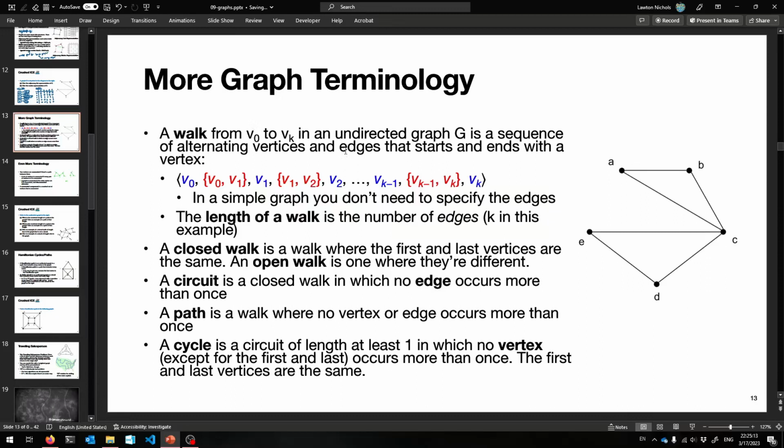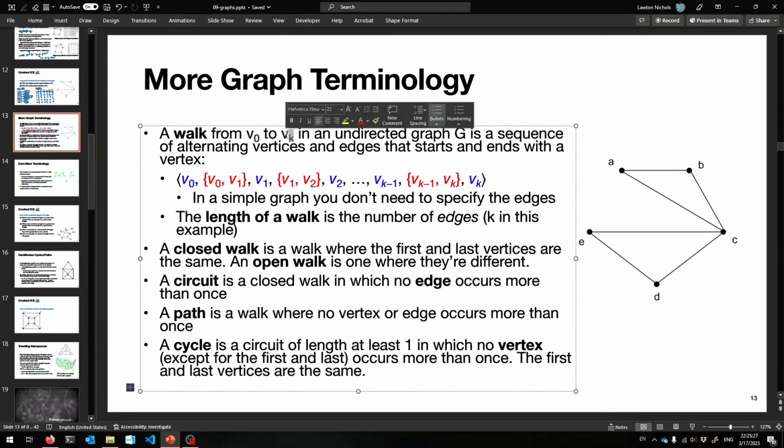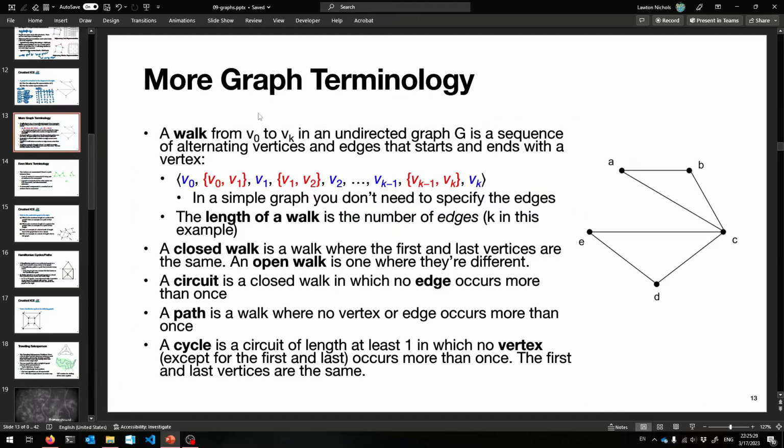This one is called a walk. So you want to be able to move around your graphs, and now we're using words to describe how you can move around them. A walk from some starting vertex V0 to vertex VK in an undirected graph is a sequence where you start at vertex V0 and end at vertex VK. It's like an array, like a vector of where you came from.